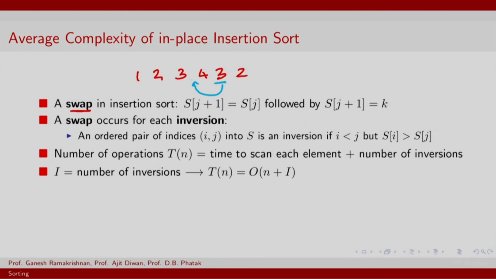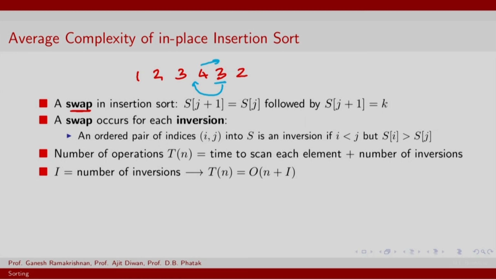For every element I cross, for example if I cross 4, I am basically shifting 4 to the right. So I need to shift, or rather do a swap, corresponding to every inversion. And an inversion is basically an index i less than j such that Si is greater than Sj. So 4 happened to be greater than 3. This inversion led to a swap, but the swap is very indirect. You attain the swap by a series of shifts and a substitution.